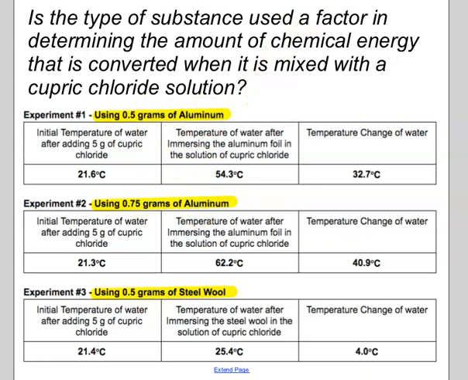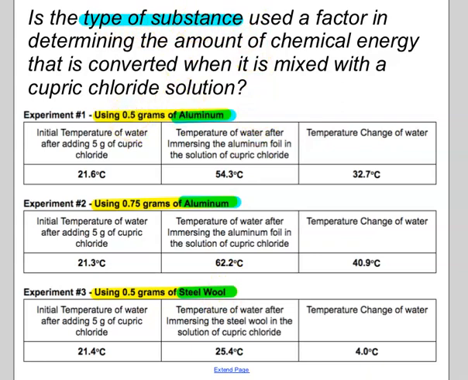So when we look at this data, what would we use for the type of substance? Well, here it's aluminum, and here it's steel wool. So now we have it narrowed down. These two are aluminum, this one is steel wool. So what are we going to compare? Are we going to compare experiment 2 to experiment 3, or experiment 1 to experiment 3? This is where we have to go back to the factors. We only want the type of substance.